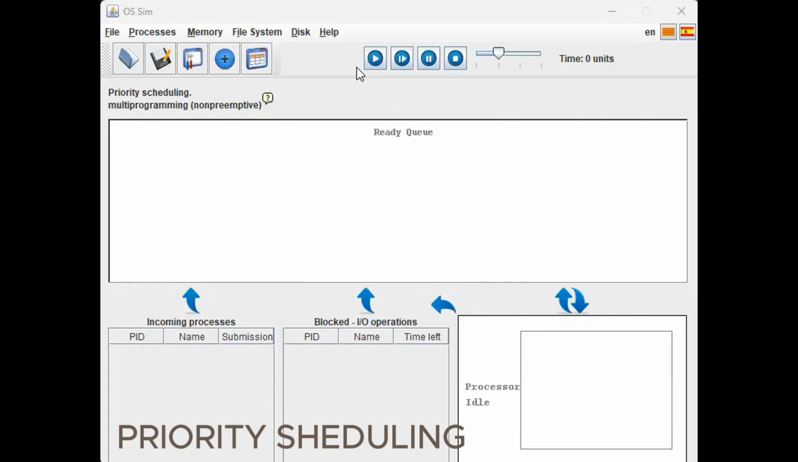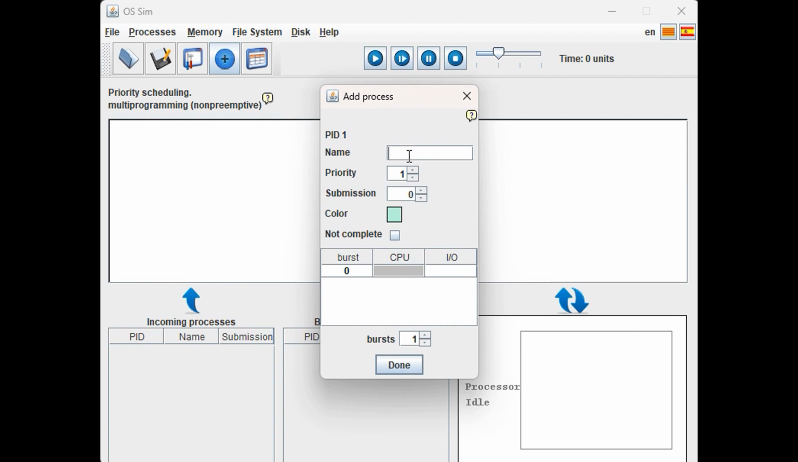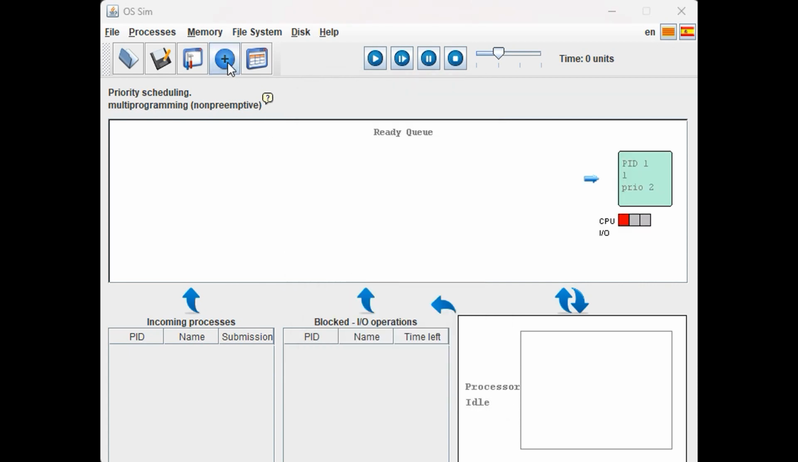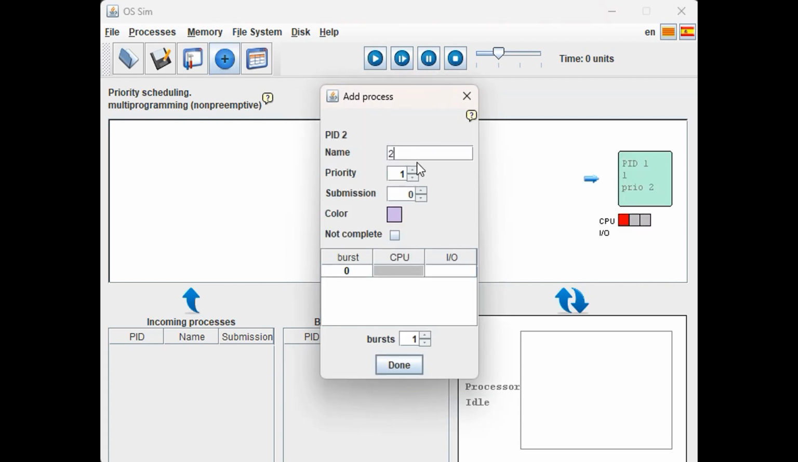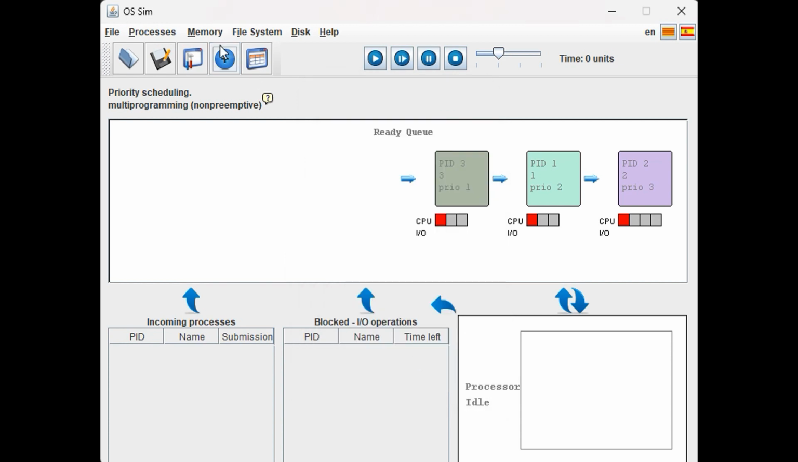Hi everyone, in this video I am going to present the priority scheduling CPU scheduling algorithm. So I am going to explain about priority scheduling. Priority scheduling is a non-preemptive or preemptive CPU scheduling algorithm where each process is assigned a priority. That means some priority has to be taken, and some rules and guidelines have to be followed. The CPU is then allocated to the process with the highest priority among the ready processes. Processes with higher priorities are given preference over processes with lower priorities.